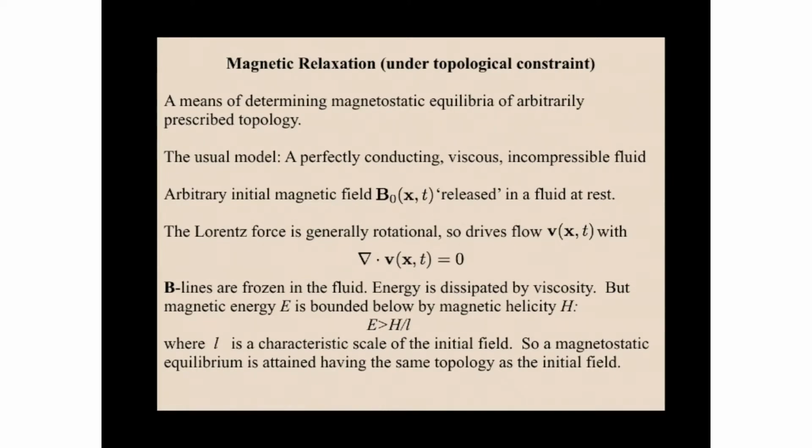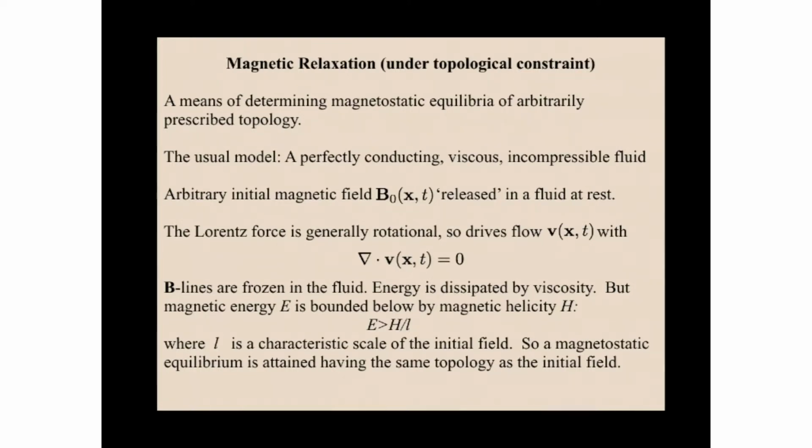What happens? Well, the Lorentz force, that's J cross B, J being curl of B, is a force in the fluid, and generally, initially, that is rotational. The curl of that is non-zero, so it can't be balanced by just a simple pressure gradient. The fluid has got to move. The fluid moves in response to that Lorentz force. Now here I've called it V, the velocity field. Div V equals 0, volume preserving.